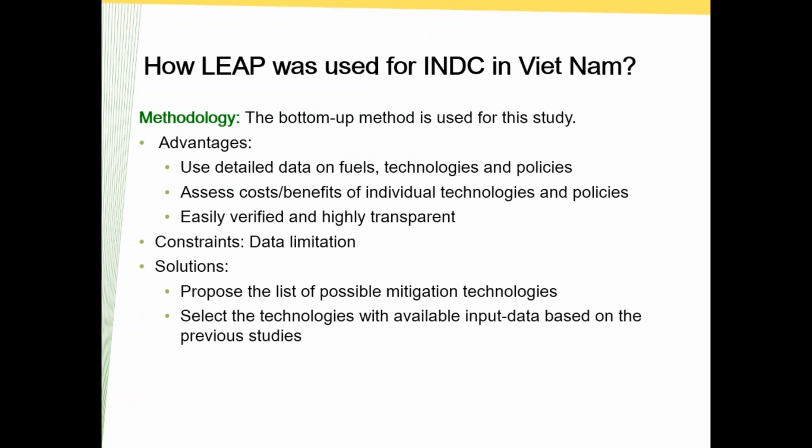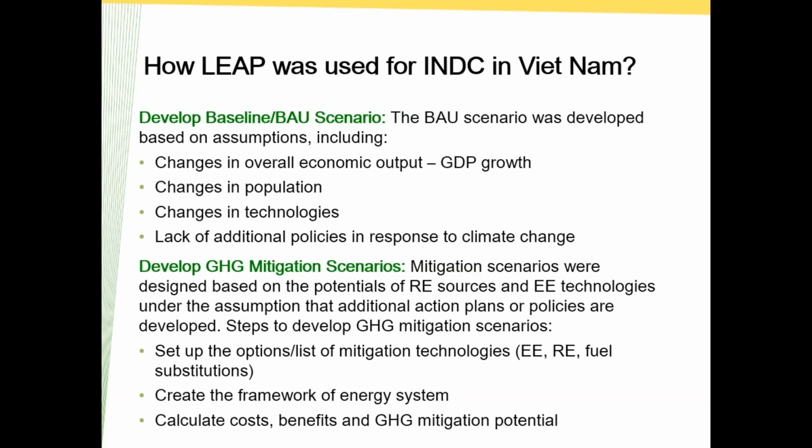For the methodology, we use the bottom-up method because we can use detailed data on fuel, technology and policy. We can assess the cost benefit of individual technology and policy, and it is easy to verify and highly transparent. But the constraint of this method is data limitation. To overcome this constraint, firstly, we propose a long list of possible mitigation technology. Then we select the technology with available input data based on previous studies.